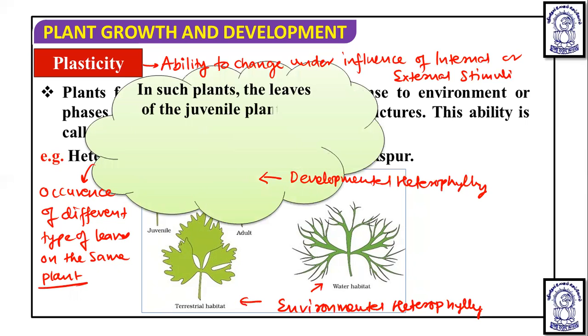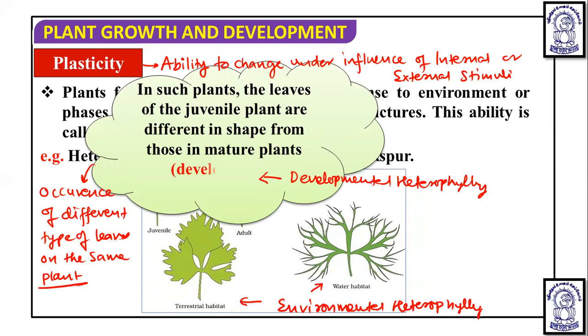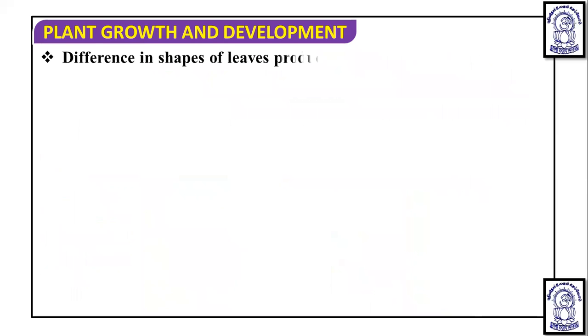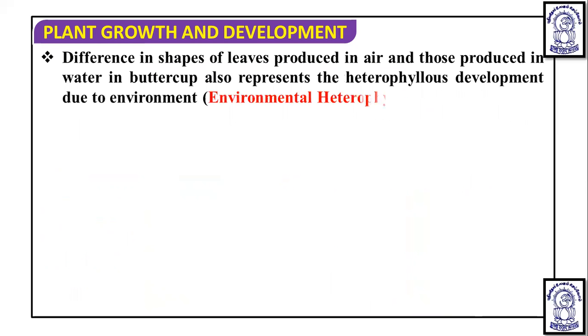So in such a plant, the leaves of the juvenile plant are different in shape from those in a mature plant. Then we call it developmental heterophyly, and it is given here. The different shapes of leaves produced in air and those produced in water in buttercup also represent heterophylous development due to the environment, that is, environmental heterophyly. We remember, in environmental heterophyly the example is buttercup. But before this, we discussed developmental heterophyly. The examples of that are cotton, coriander and larkspur. Now this buttercup is also known as Ranunculus.